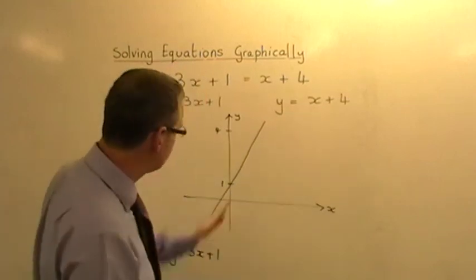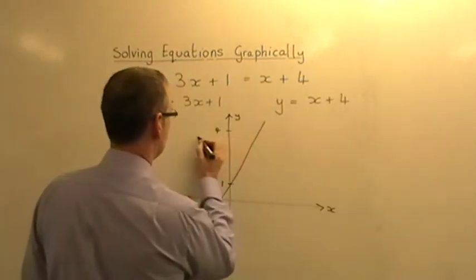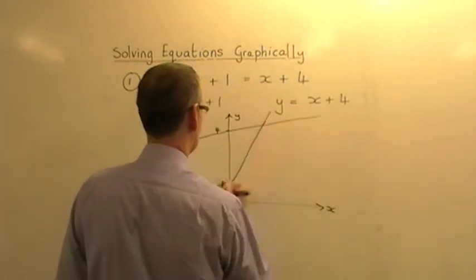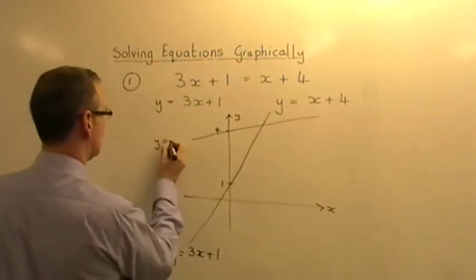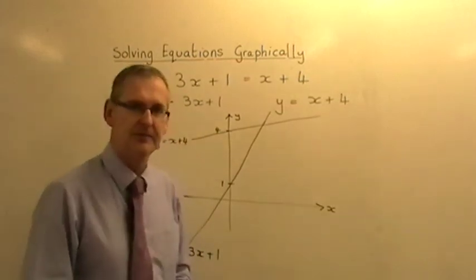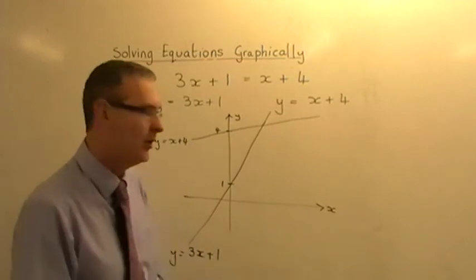So in comparison to this slope, it'd be a lot more shallow than this, and so you'd probably end up with a picture that looked something like that. Okay, so this is the line y equals x plus 4. Now when you draw the two graphs, like so, you can see that they intersect at a point.